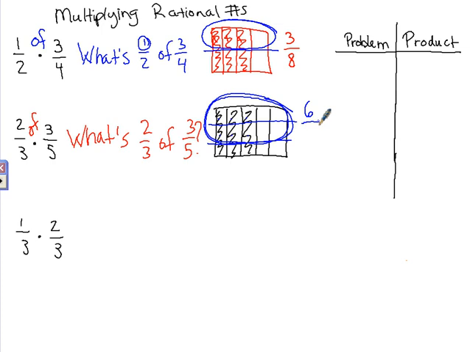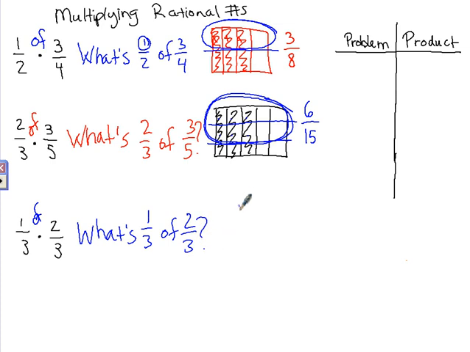Out of how many pieces make up this whole rectangle? I can see there's 3 in each column here. So 3, 6, 9, 12, 15. So I have 6 there out of 15. Then we go to our next one. Again, multiplication is the word of. Helps us realize that we're answering the question, what's 1/3 of 2/3?